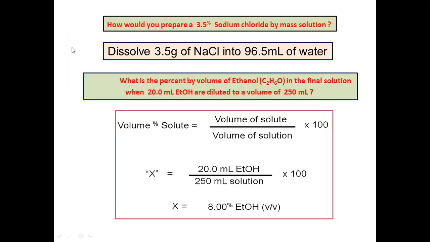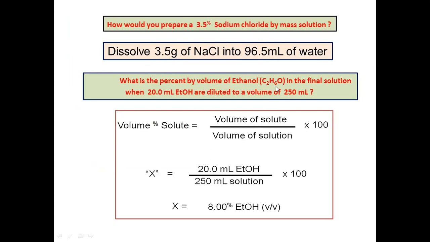Now this is the numerical based on percent solution. So percent solutions are expressed to the 100. When one has to prepare 3.5 percent NaCl, we will dissolve 3.5 gram of NaCl in 96.5 ml of water. The overall volume will be 100 gram.